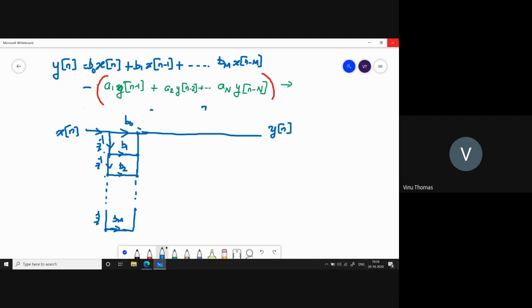Now, can you please tell me what is the structure that you have implemented here? You have a name for this structure. In the previous class, you would have drawn it as a horizontal structure. That would have been totally different. Z raised to minus 1, then again you have Z raised to minus 1, and another Z raised to minus 1. So you have a chain of delays. What do you call this?